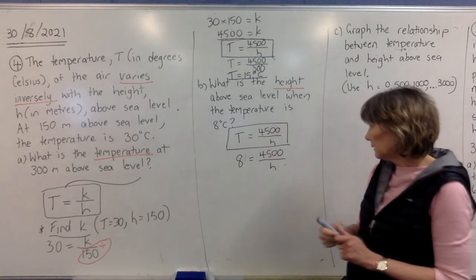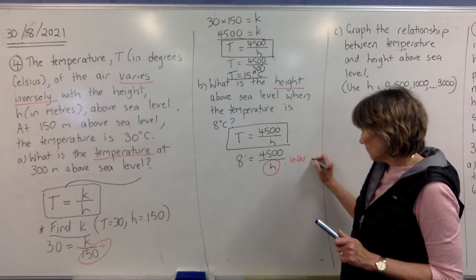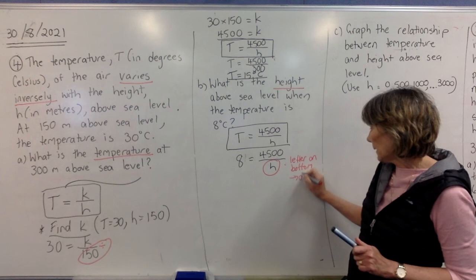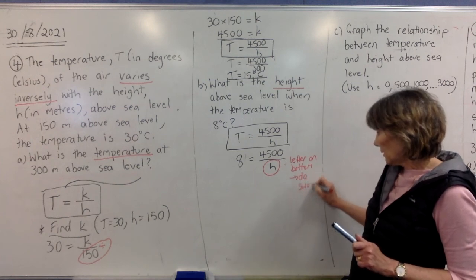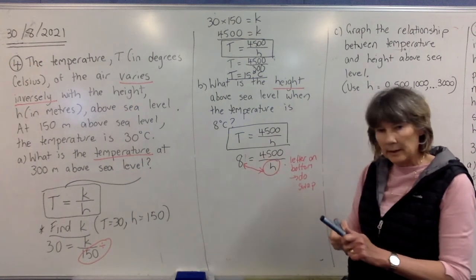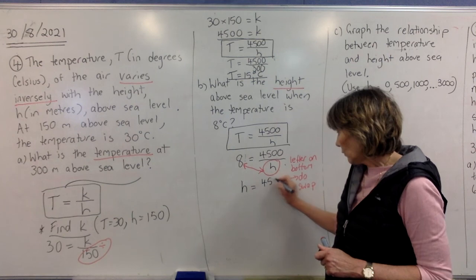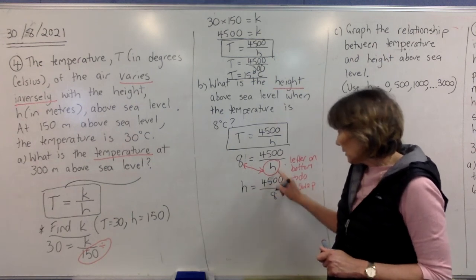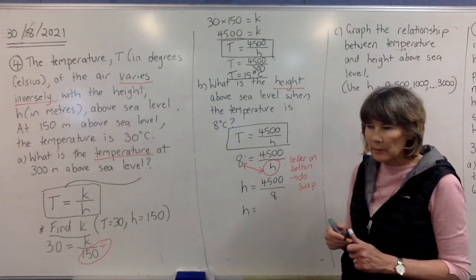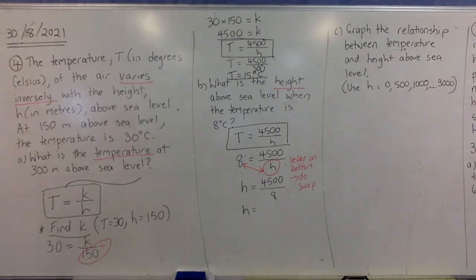Now remember, if you have a letter on the bottom, we're going to do the swap. I've told you about this before. So if there's a letter on the bottom of a fraction, we're going to swap it with this. And now we have H equals 4,500 over 8. So the H and the 8 swap spots. Okay, so now we've just got to work this out using our calculator. Bear with me, I've just got to go and get it.